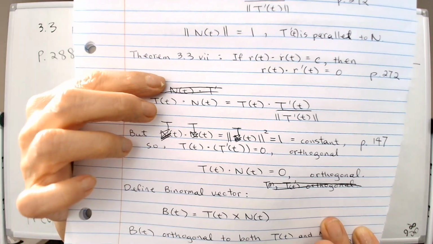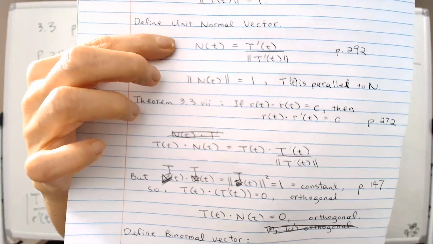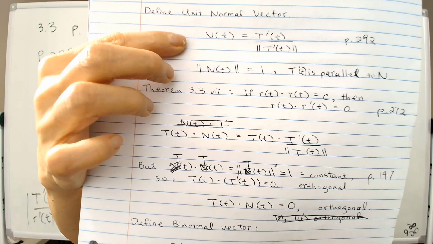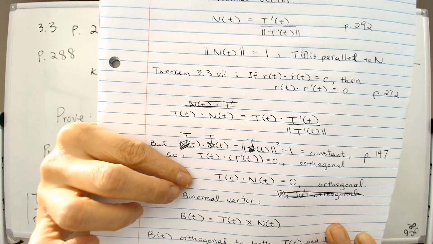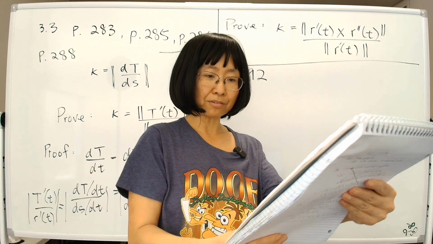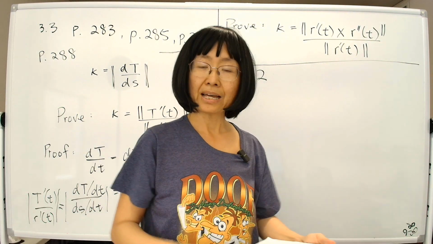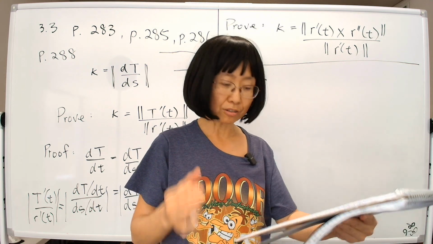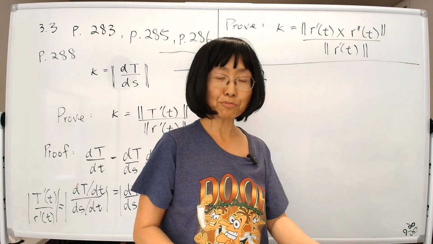But N, as you notice, is made out of T prime. It's just a unit vector for T prime, which means T dot N equals 0. And therefore, T and N are orthogonal. So remember that N is parallel to T prime, and N is orthogonal to T. So that's one thing.